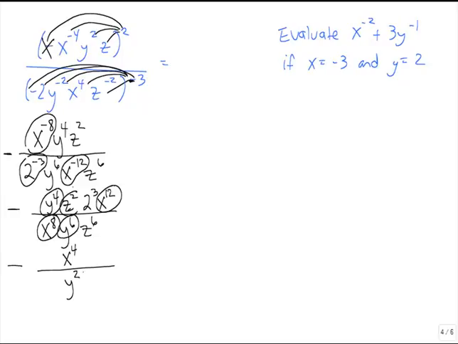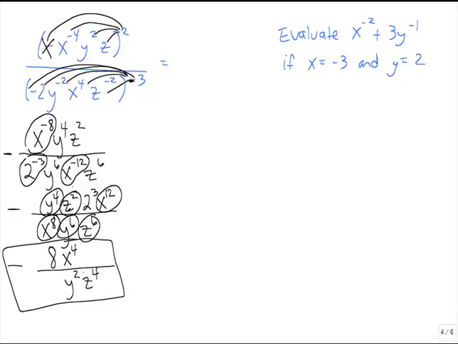And then for my z's, I have a z squared over a z to the 6th. Subtracting, 6 minus 2 is 4, and that goes in the denominator. Finally, my 2 cubed, 2 times 2 times 2 is 8, and that was in the numerator. So my final answer is negative 8x to the 4th all over y squared z to the 4th.